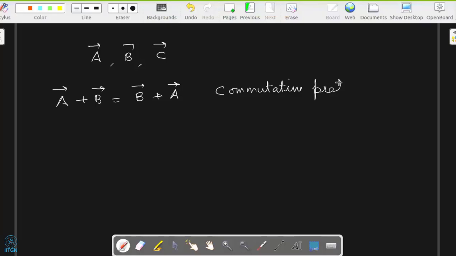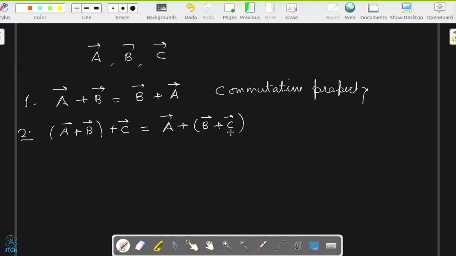Commutative property. Then we can also do that A plus B. It all seems very trivial because already you have studied this. This is just a revision of all this. We can write B plus C, and this is associative property.